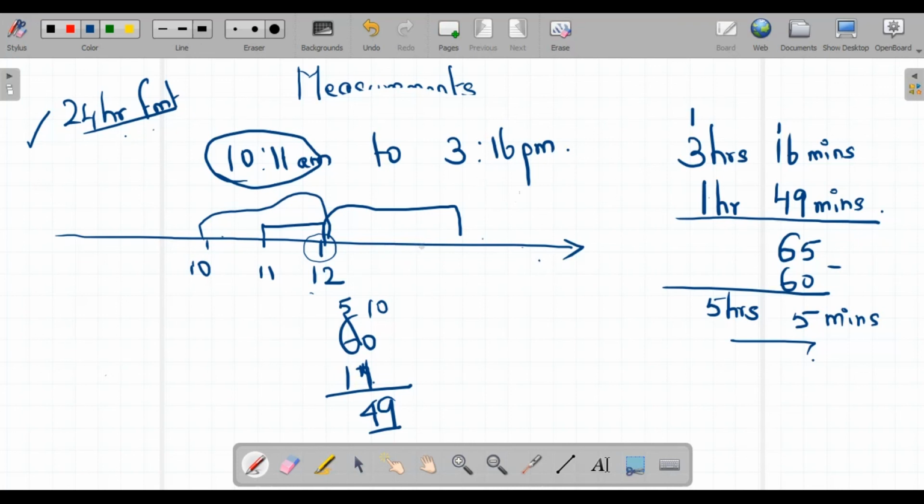Now if, for example, this time is going to be 1 PM and this time is going to be 7 PM, then both lie on the same side of the number scale. So I can directly subtract here. Just 7 minus 1, 6. So the duration between these two is going to be 6 hours. Only if the times given are on either side of the afternoon or 12 noon do we need to calculate the total duration in terms of two numbers. Otherwise, we can directly subtract like we have done in the 24-hour format.